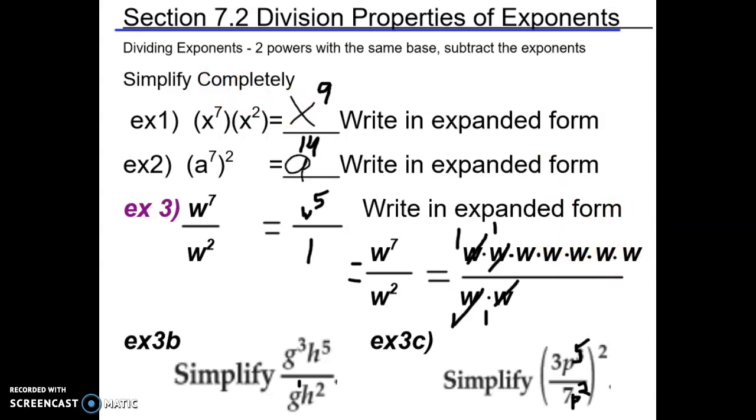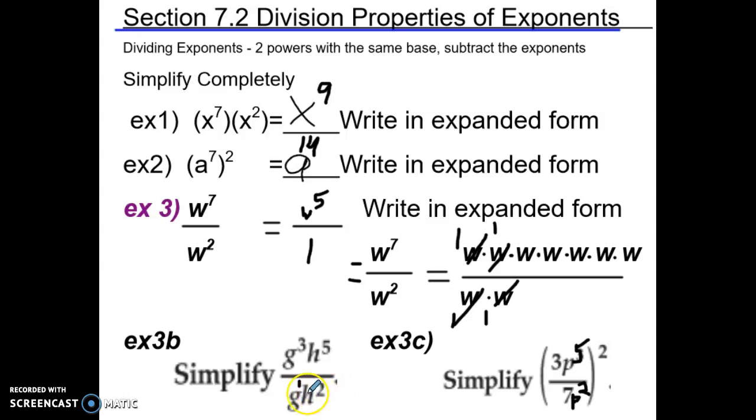All right, now we're going to begin going over examples. So these are going to be ones you're going to be able to try. We're going to make an Edpuzzle of this, and you can check your answers as you go. For the first example, now we have a bigger monomial on top and a bigger monomial on the bottom. Let's simplify it. So example 3b, g to the 3rd, h to the 5th over g to the 1st, h to the 2nd.